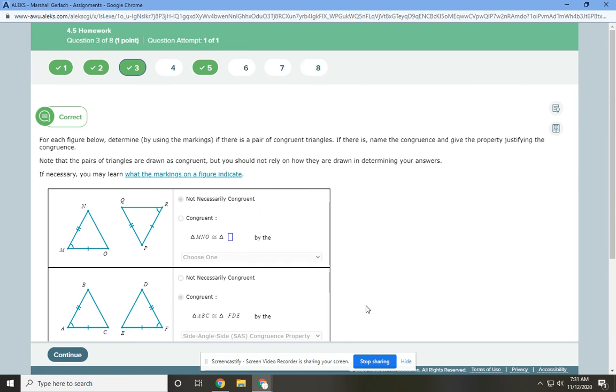All right. Here's a quick run through and a few examples on how to do 4.5.